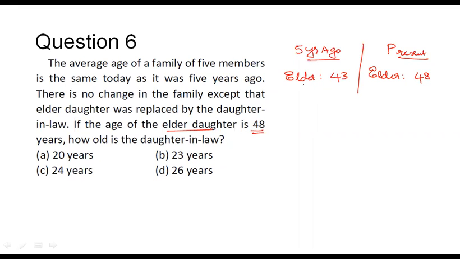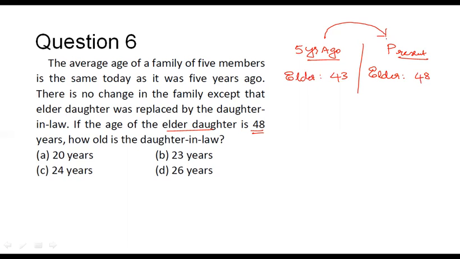Now, when we consider the transition from 5 years ago to the present situation, the age of every member increases by 1 year per year. Like that for 5 years, it is happening. So that is one main aspect you have to consider. Every person's age will increase by 1 year per year.